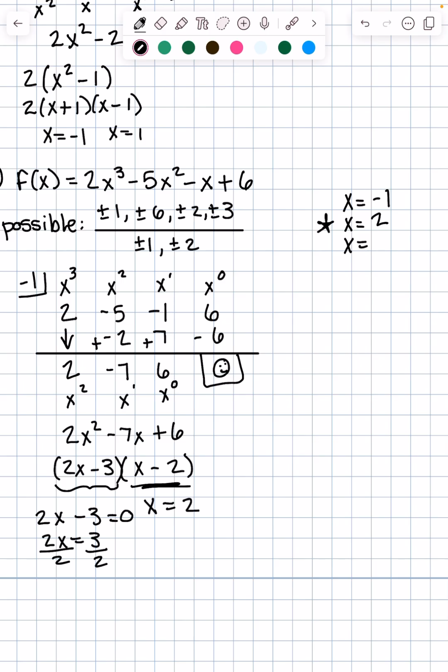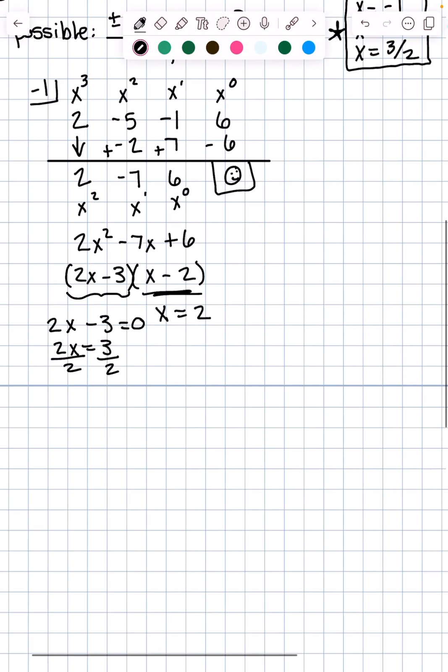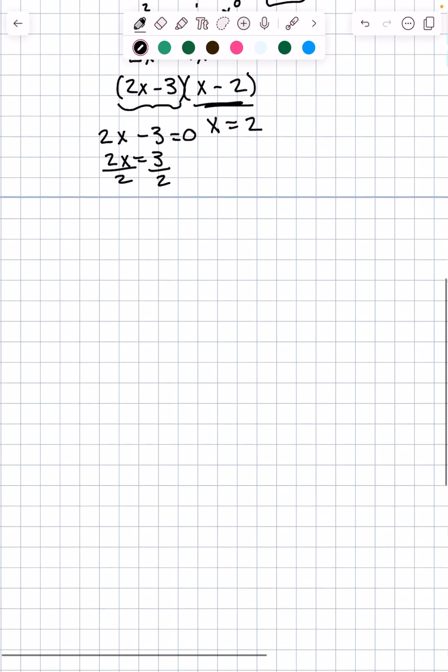So my fraction answer is that x is equal to 3/2. So that's what we could see on our graph, but not necessarily see on our table. So sometimes that happens, so you can't always see all of them. Okay, let's do another.